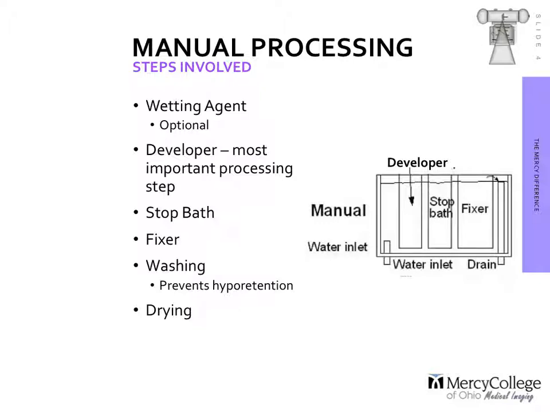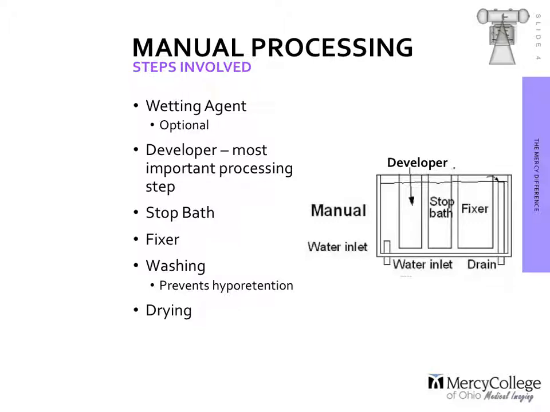So you look at the list here, and you can see that a lot of the elements that you're familiar with within the automatic process are still within the manual process. So again, the essence is relatively the same. Where the start is a little bit different is something called a wetting agent.